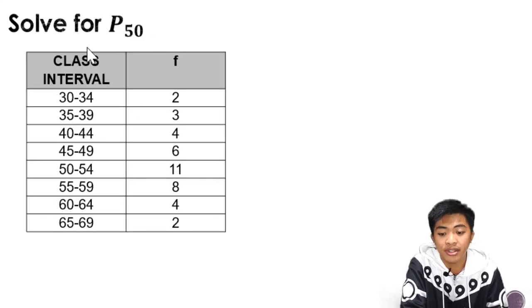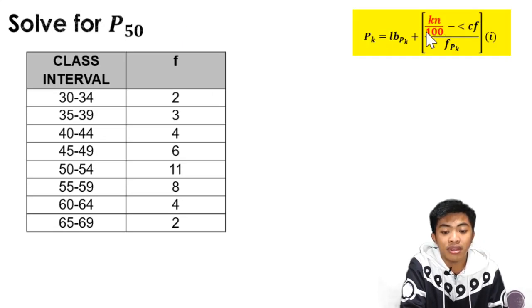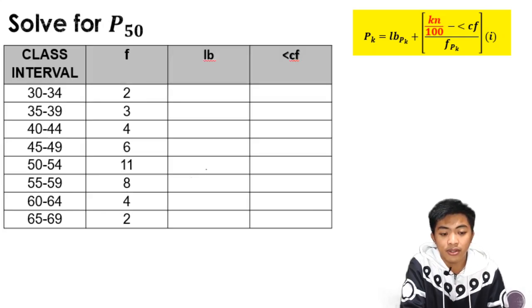Okay, suppose we have this group data right here, and we're asked to solve for the P sub 50 or the 50th percentile. So since percentile yan, we'll be using the one with the denominator of 100. So ito. Okay, first step to do is to add two columns for the lower boundary and the less than cumulative frequency. So para makuha yung lower boundary, we just have to subtract 0.50 from the lower limit of the class interval. So nandito ang ating class intervals. Ito ang ating mga lower limit. And to get the lower boundary, we just have to subtract 0.50 from these lower limits.